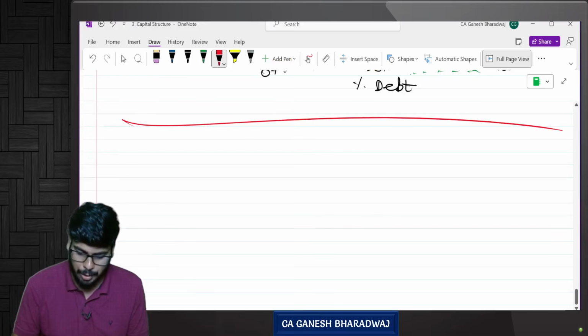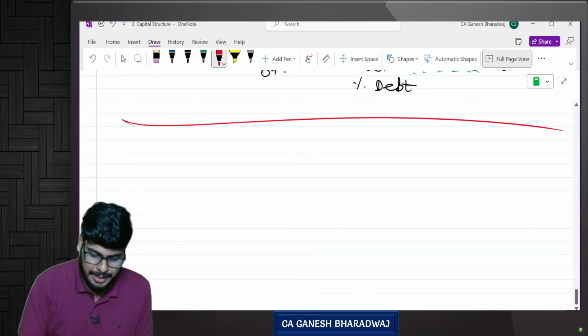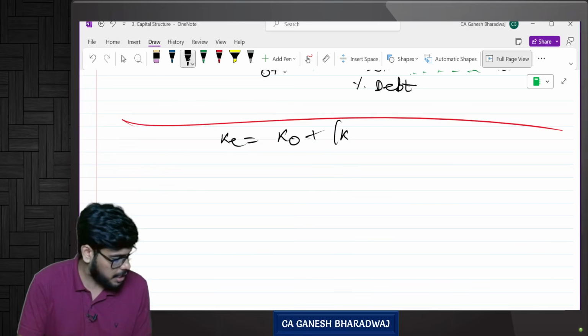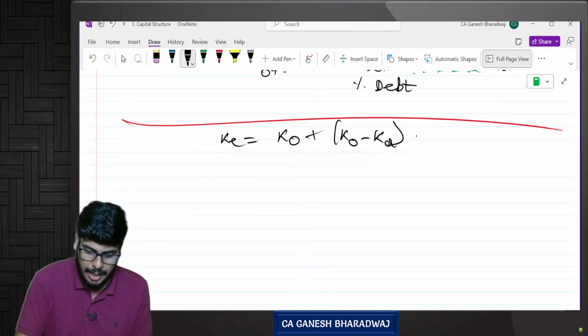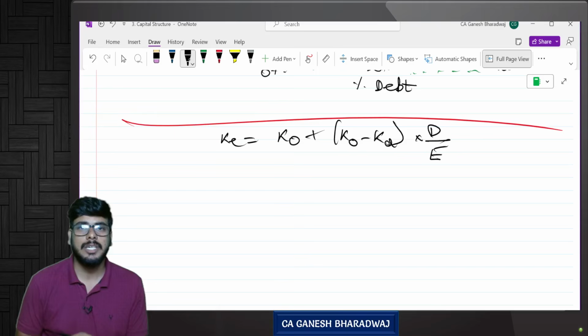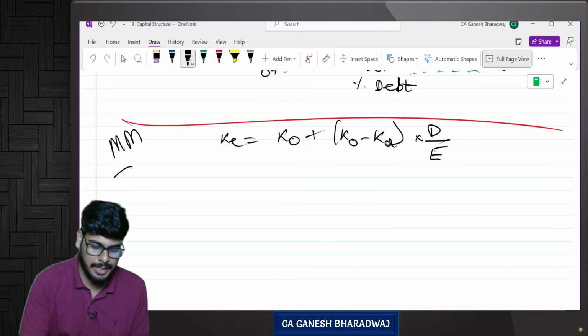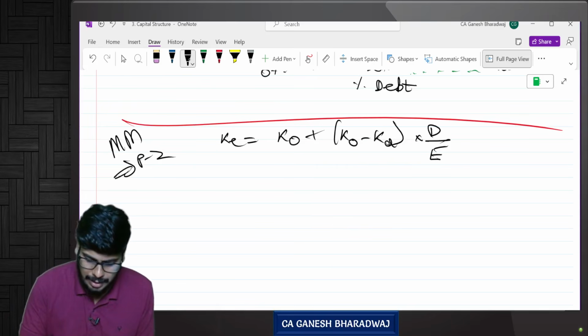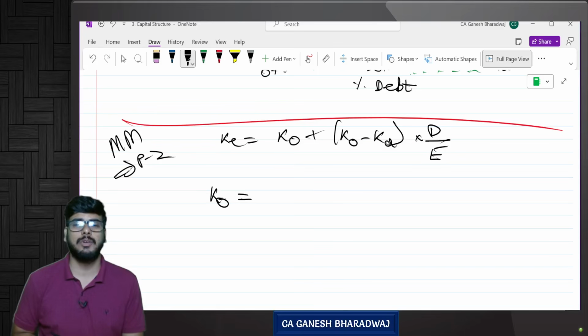Now, proposition number 2. So now, just look at this. He's saying KE is equal to KO plus (KO minus KD) into debt upon equity. So this is what the approach says in his proposition number 2. Nothing great, guys. Nothing great. We know the formula for KO. What do you mean by KO?